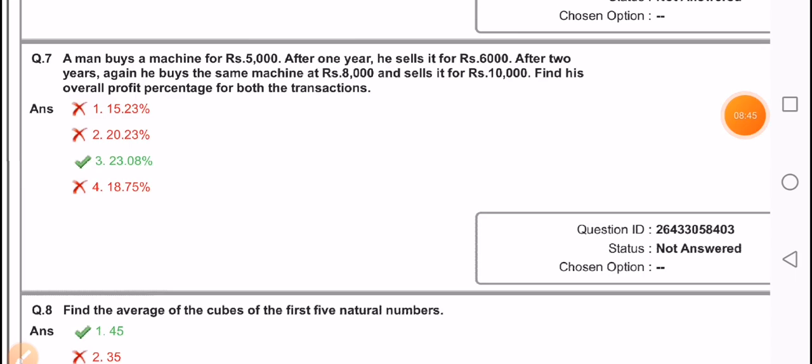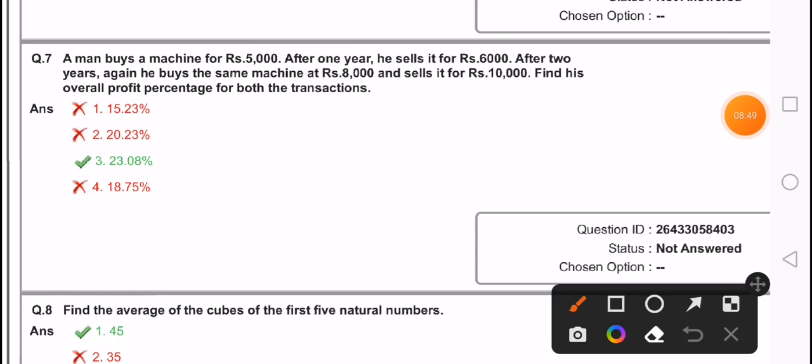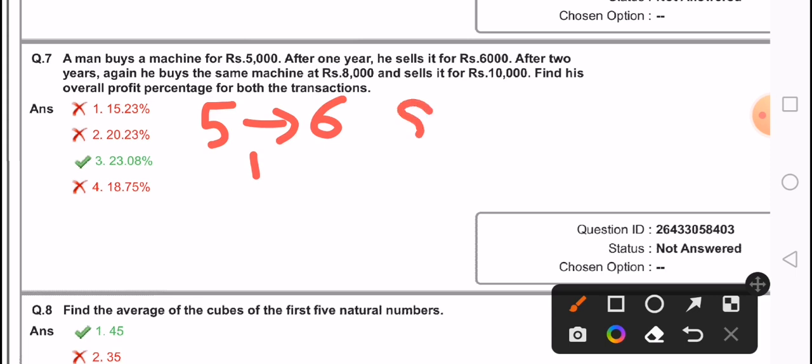Now the next question. It said that he buys a machine for 5,000, after 1 year sells for 6,000. So 5, 6, he earns a profit of 1 over here. And in the next, again he buys the same machine for 8,000 and sells it for 10. He earns 2 rupees profit over here.